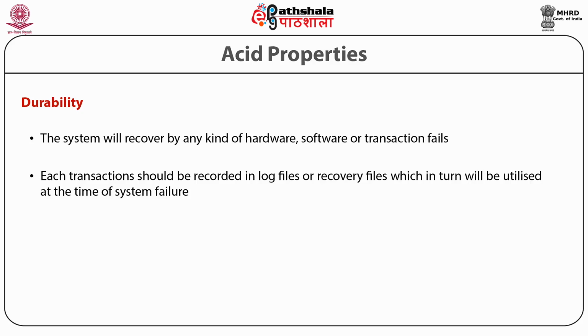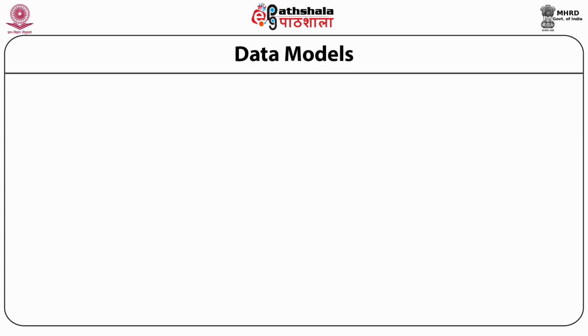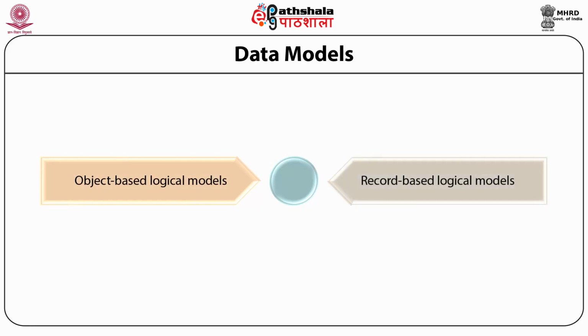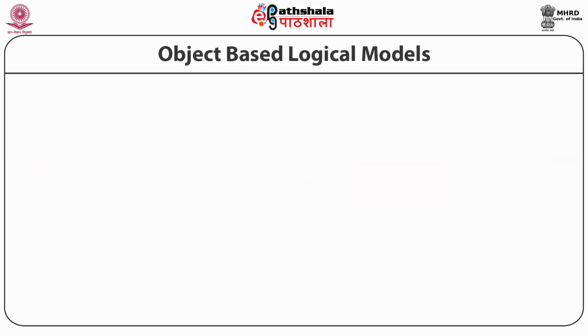There are two kinds of data models through which we store data in a database management system. The first one is object-based logical models. The second type is record-based logical models. In the next few slides we will be seeing both kinds of data models in detail.